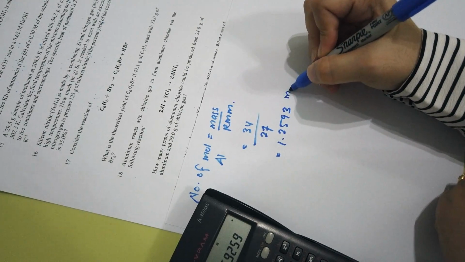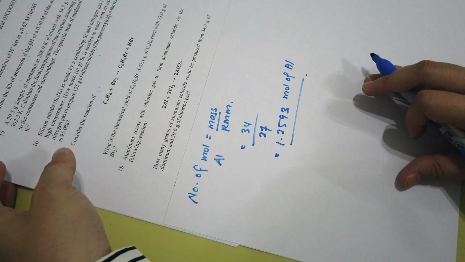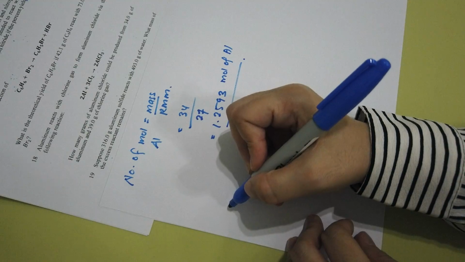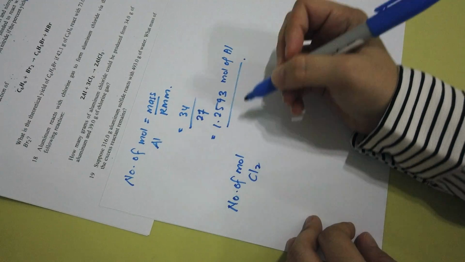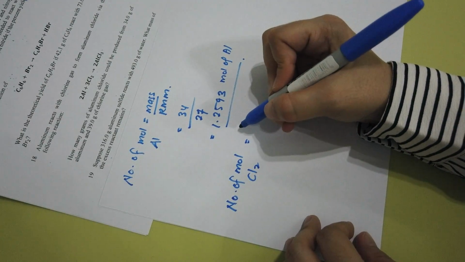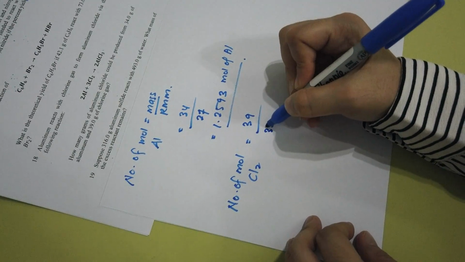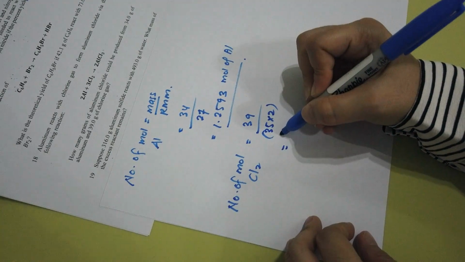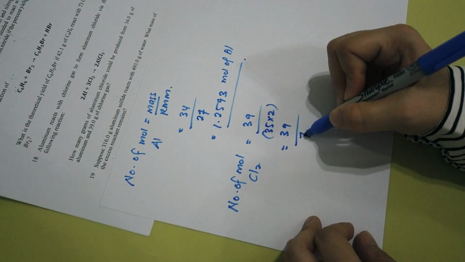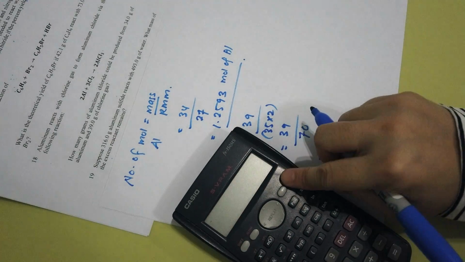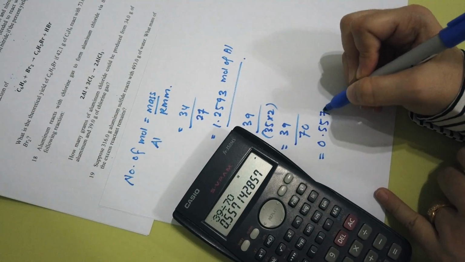1.2593 mole of aluminium. Okay, next we need to calculate the number of mole for chlorine gas. Okay, so it's the same. The mass is 39 divided by chlorine, 35 times 2, should be 39 divided by 70. So you should get 0.5571.